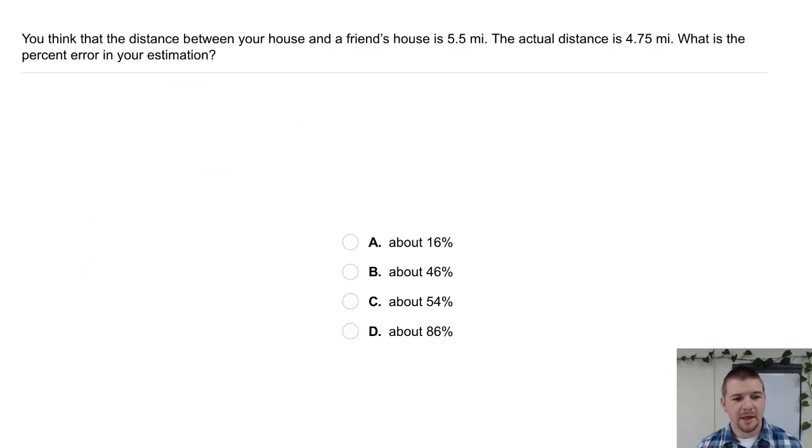Your turn. You think that the distance between your house and a friend's house is 5.5 miles. The actual distance is 4.75 miles. What is the percent error in your estimation?